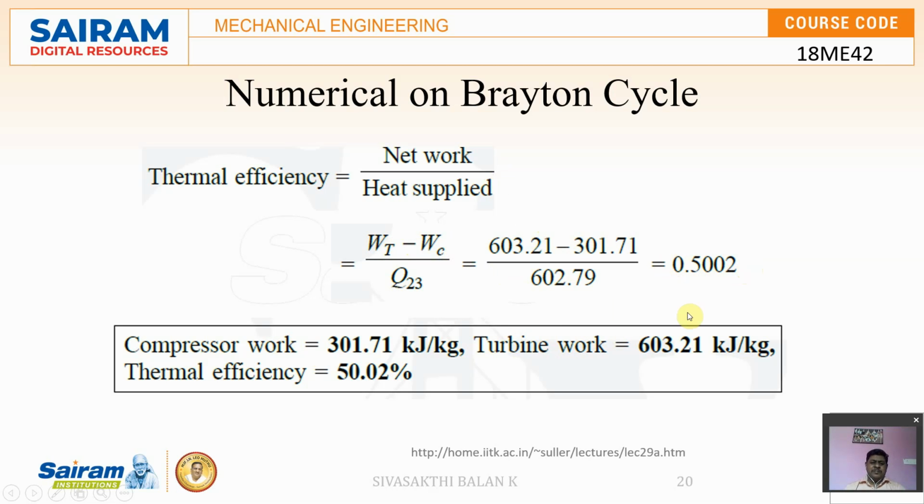And you note down all the values here. This is the solution for the given Brayton cycle problem. And guys, if you observe, it is very simple. There is no other problem as simple as this, so it's easy for you guys to score marks as well.